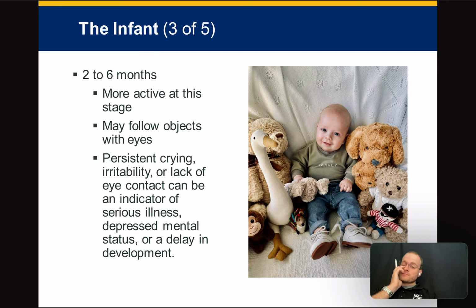And so again, persistent crying or irritability and lack of eye contact can be an indicator of serious illness, depressed mental status, or delayed development. A lot of times we'll pick up autism and things like that by a baby not having what's called a social smile or not tracking things with its eyes appropriately, or even deafness and blindness in babies.